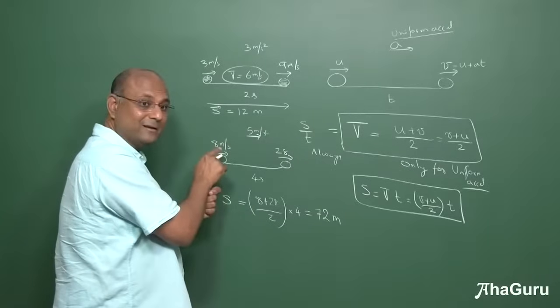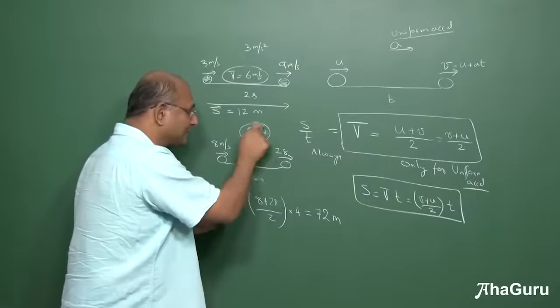So is that clear? We can find displacement if I know the initial velocity and the final velocity, and you can find the initial or final velocity if you knew the acceleration and time.